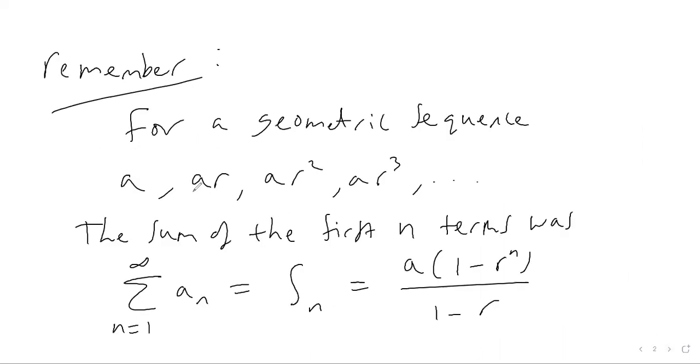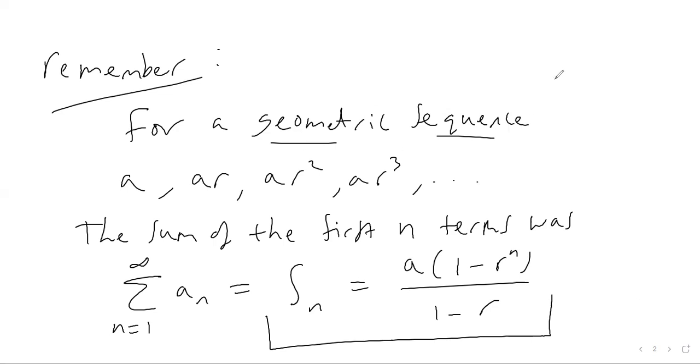So let's remember that if we've got some geometric sequence, a, ar, ar squared, ar cubed, and so on, the sum of the first n terms was given by this formula here. The first term times 1 minus the ratio to the power of n, divided by 1 minus r. That was the sum of the first n terms. If you wanted to find the first 10 terms of a geometric sequence, it would be the a value times 1 minus the common ratio to the power of 10, divided by 1 minus the common ratio. That's how we found the sum of the first n terms.